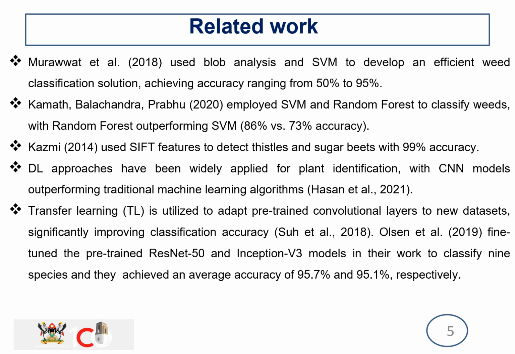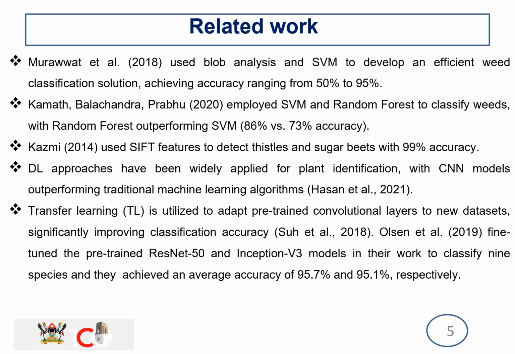Some of the related works that scholars have come up with: we have one study by Murawat and partners in 2018, which used blob analysis and SVM to develop an efficient wheat classification solution. This achieved accuracy ranging from 50% to 95%, which was a bit fairer.